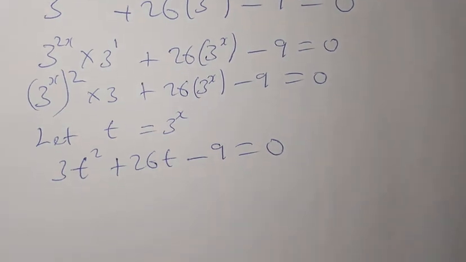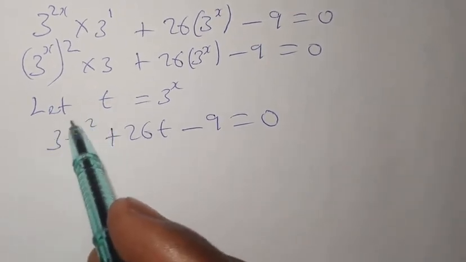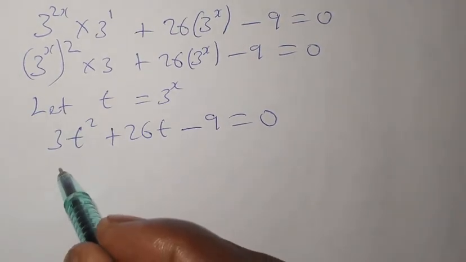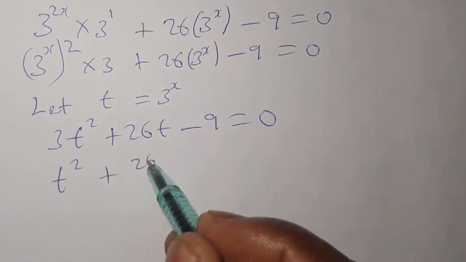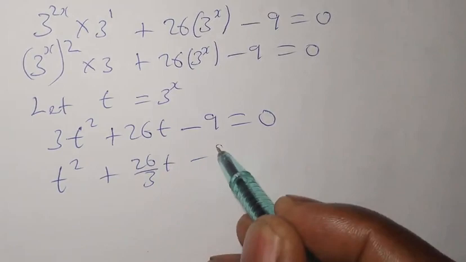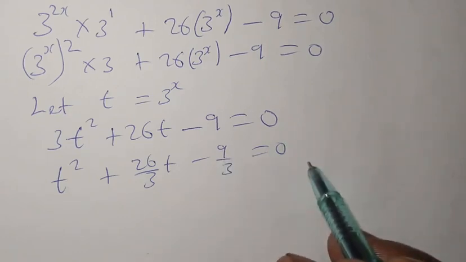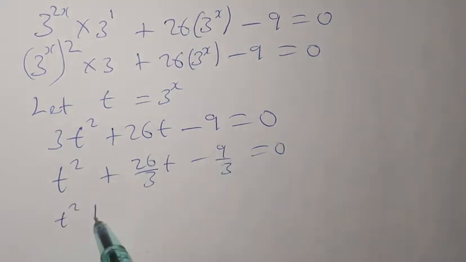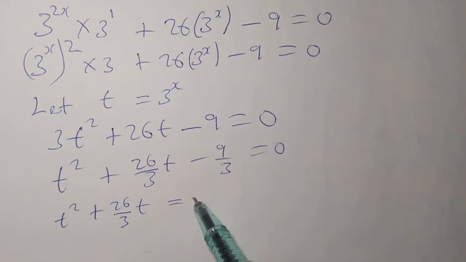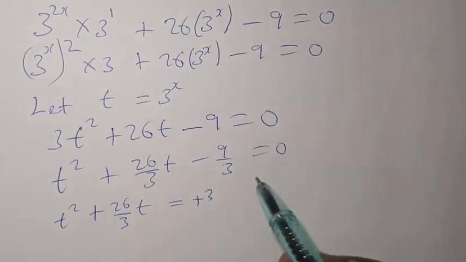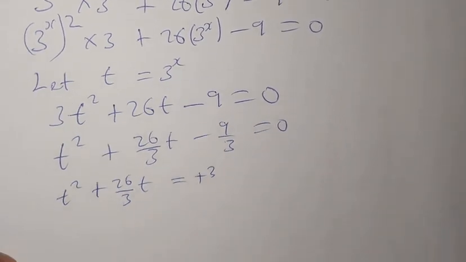To use the completing the square method, we divide all through by the coefficient of t squared. So we have t squared plus 26 divided by 3 t minus 9 divided by 3, all equal to 0. So we'll take this to the other side, which will give us t squared plus 26 over 3 t equals plus 3, because we take this one, divide by 3. When we take it to the other side, it will give us plus 3.